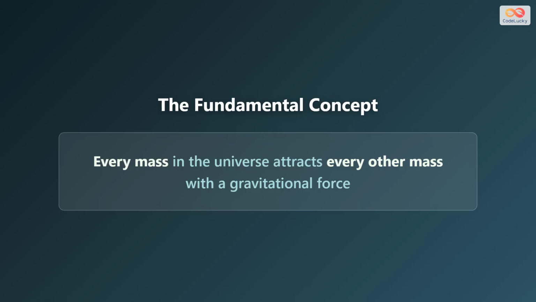The fundamental concept behind universal gravitation is beautifully simple yet profound. Every mass in the universe attracts every other mass with a gravitational force. This means that you are not only attracted to the Earth, but also to the Moon, the Sun, and even to objects around you. The force exists between all objects with mass, no matter how large or small.